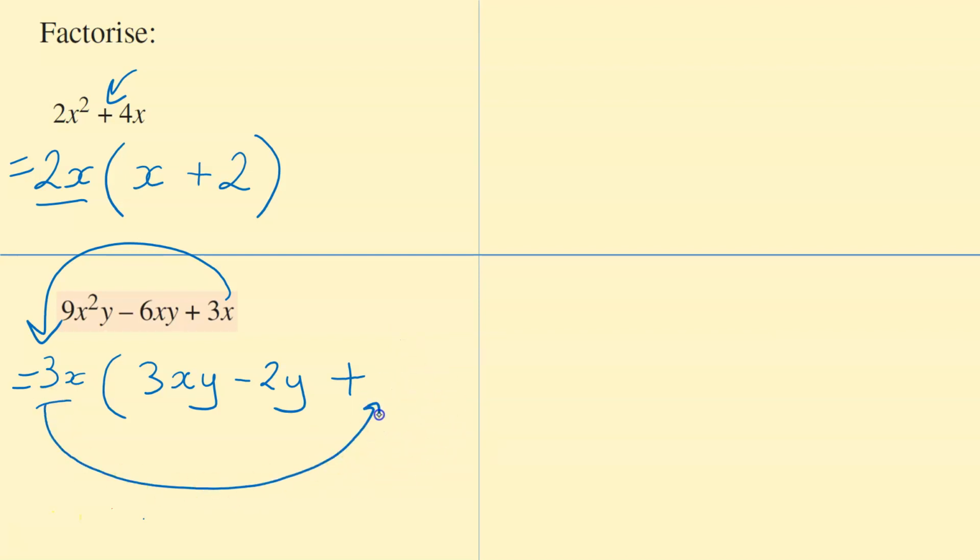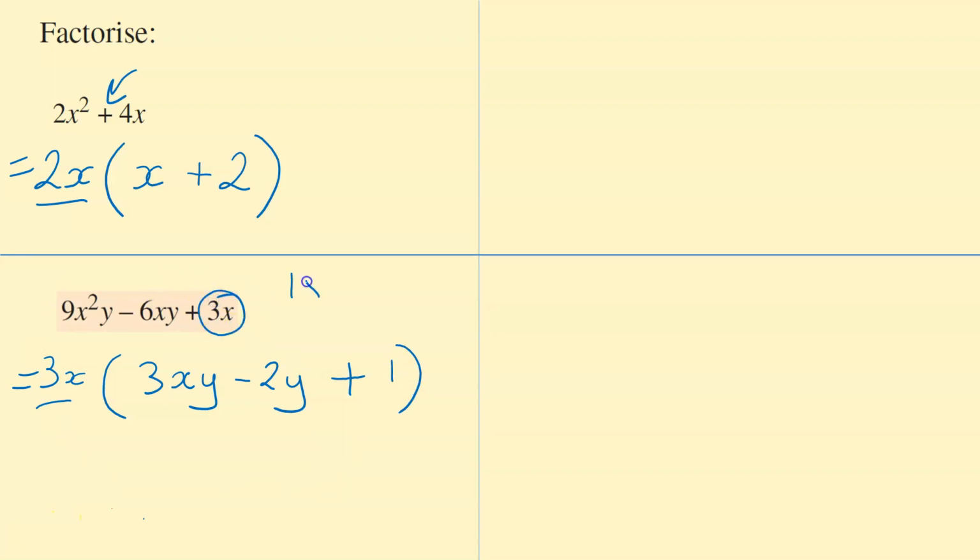3x times what gives you 3x? Well, 1. So if you're wondering how we get a 1 out of that, think of it like this perhaps. I could write 3x as 1 times 3x. And when the 3x goes all the way to the front, you're left with a 1 there. That's how that one works.